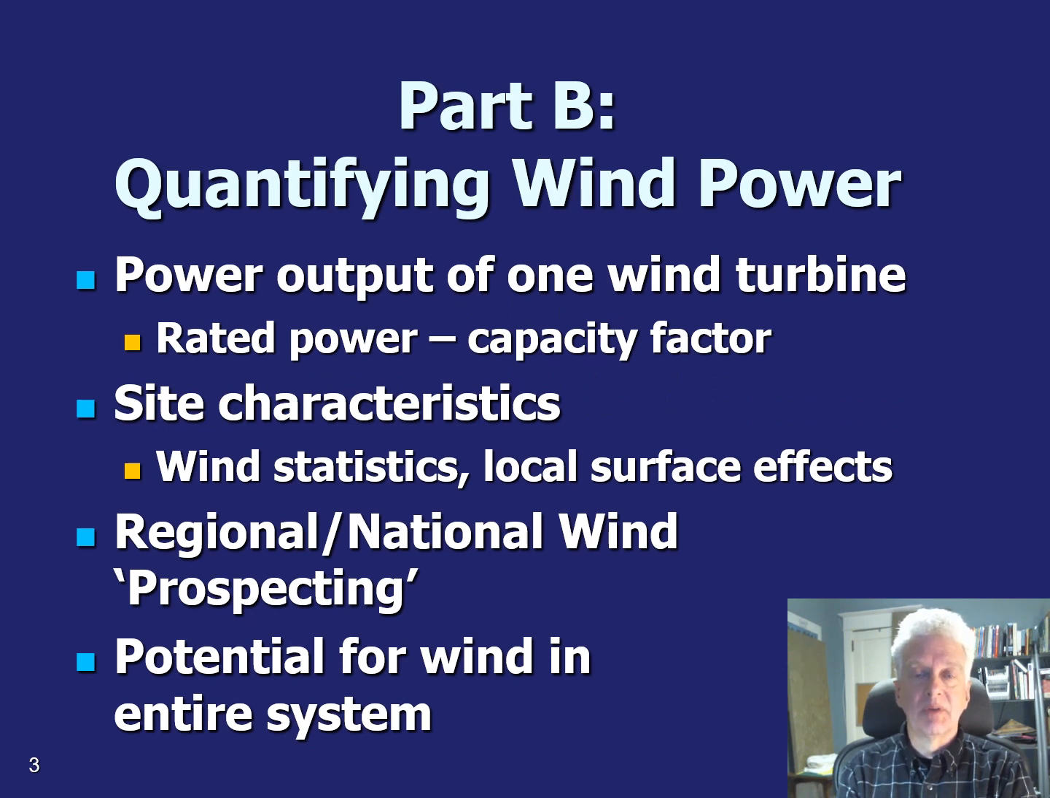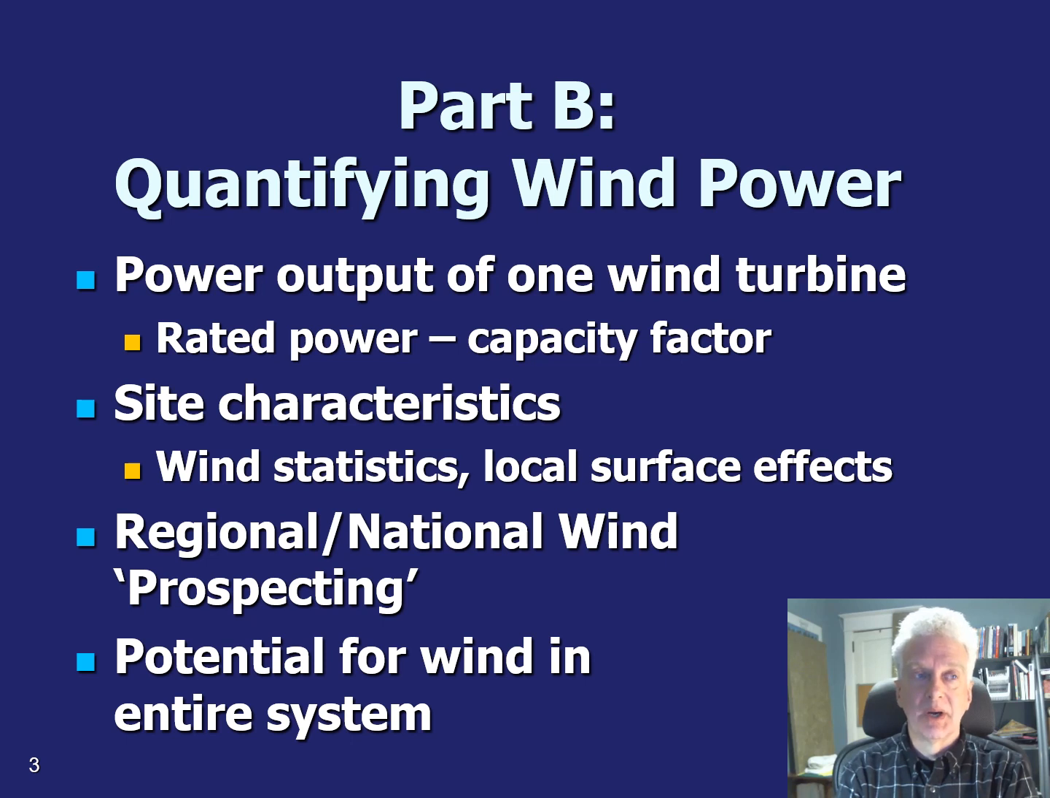There's the power output of a specific single wind turbine. It's rated in a nameplate capacity for the maximum power that it can generate. Then there's another factor that you have to look at: how much over time does the wind actually blow, what percent of its rated capacity factor does it actually put out. Then you look at site characteristics.